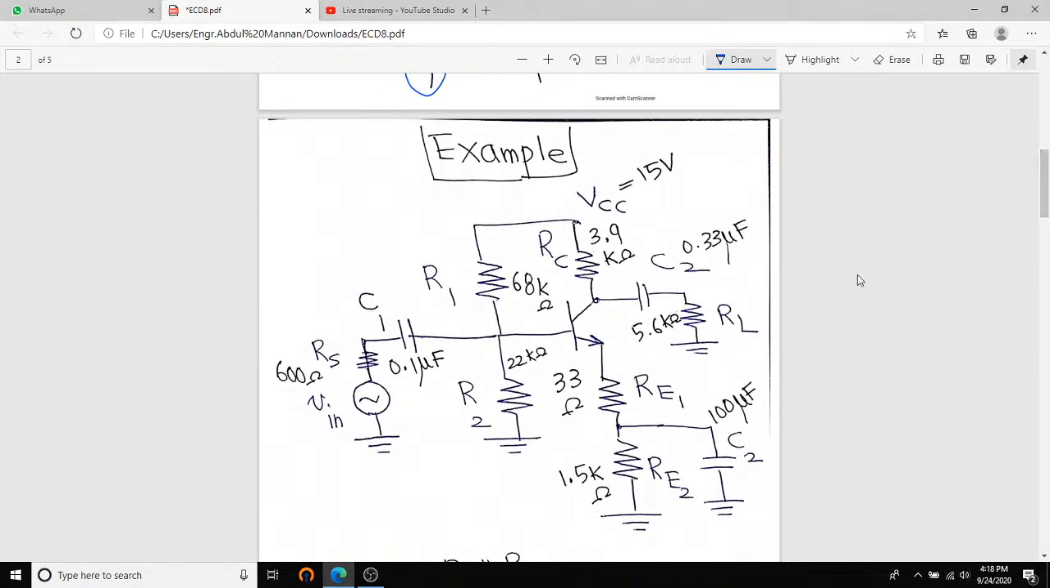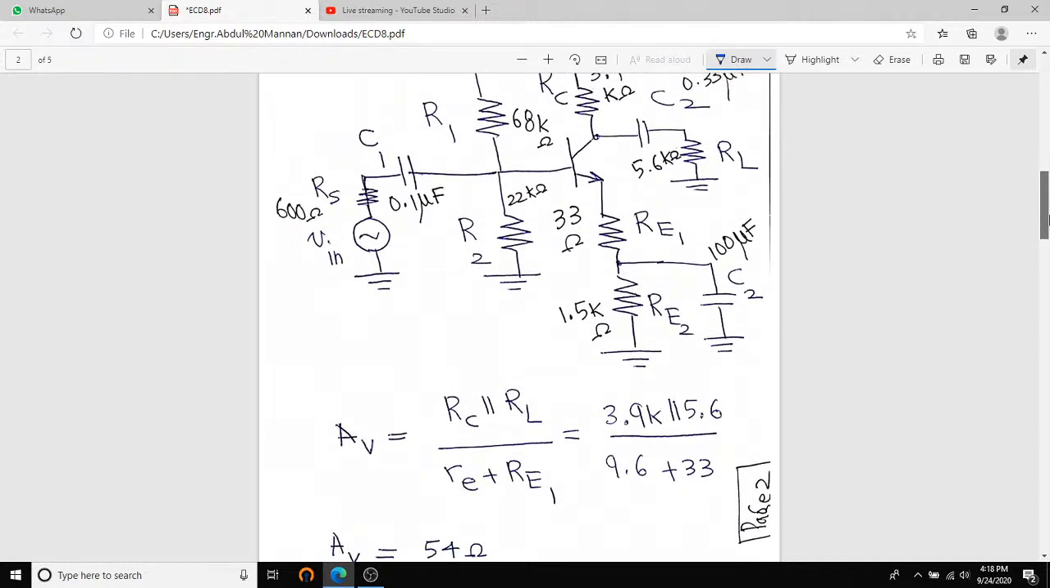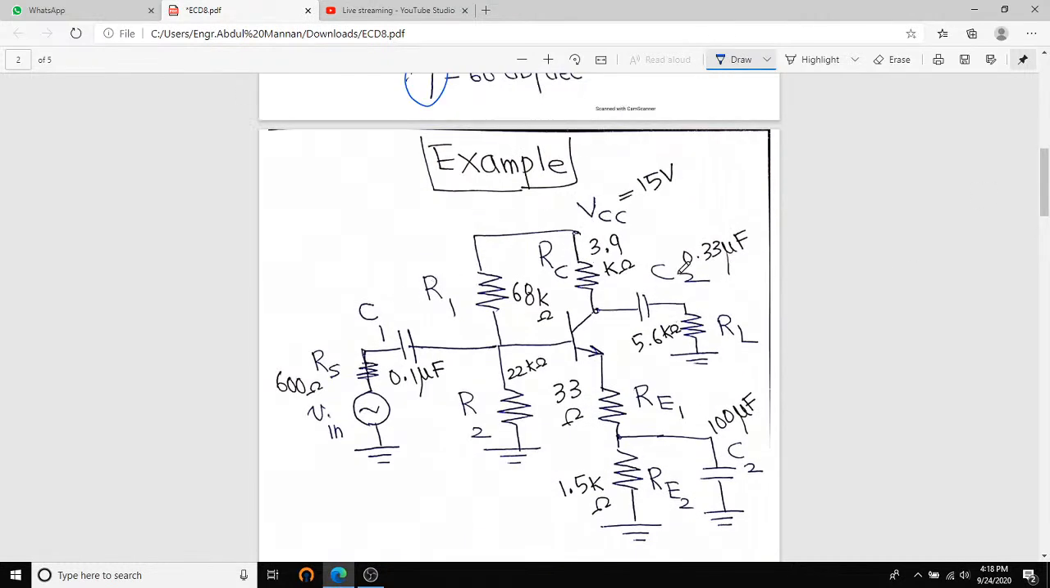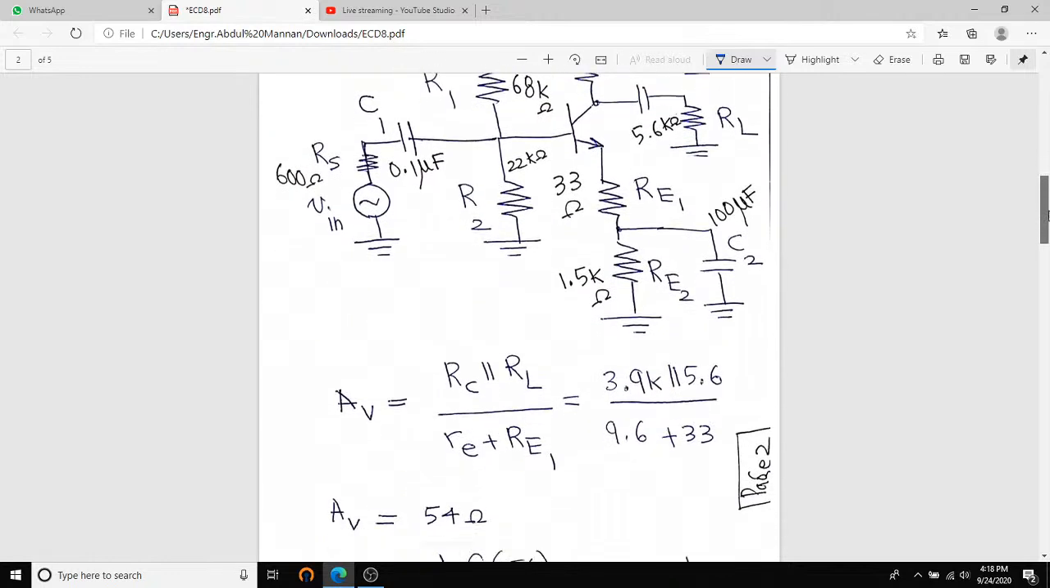In this example we are given this BJT based amplifier. It's a voltage divider biased amplifier where the emitter resistor is broken into two parts. One of the emitter resistors is bypassed and the other isn't. So what we have to do is compute the voltage gain, and then we'll compute the FCL due to the input coupling capacitor C1, due to the output coupling capacitor, and due to the bypass capacitor. Let's see. But first calculate the gain.